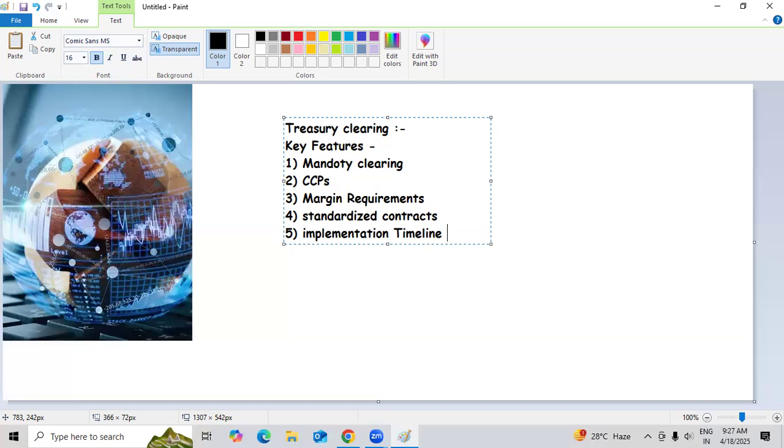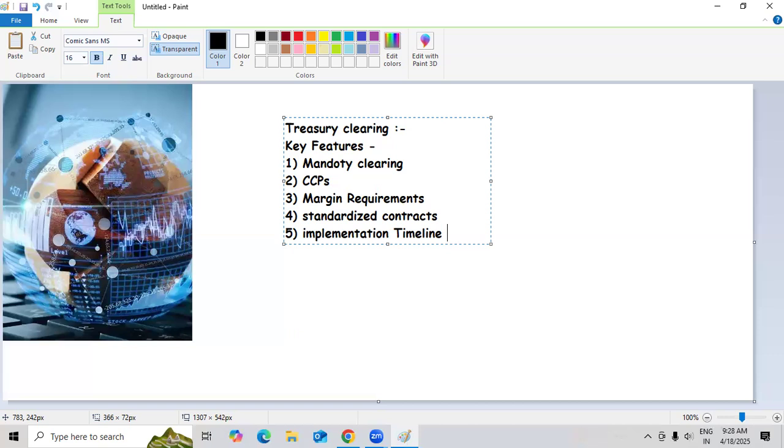When it comes to margin requirements, CCPs require members to post margins to cover any potential losses, so that any further risk can be addressed. When we talk about standardized contracts, their use can simplify the clearing process, and at the same time it also reduces the risk of disputes.